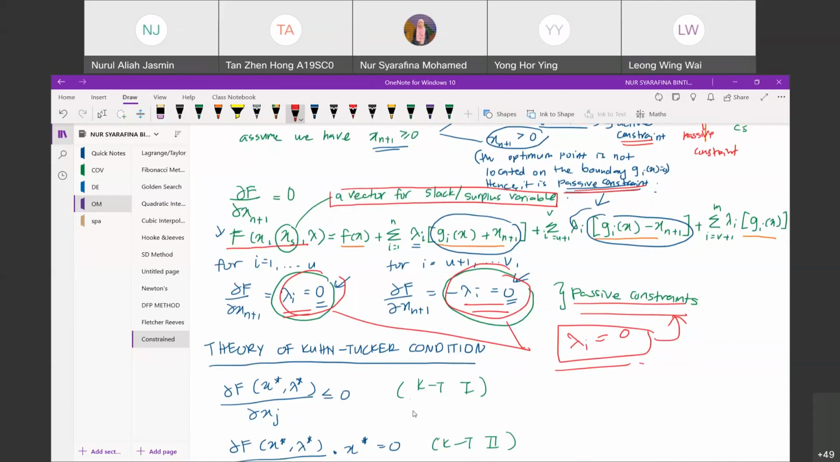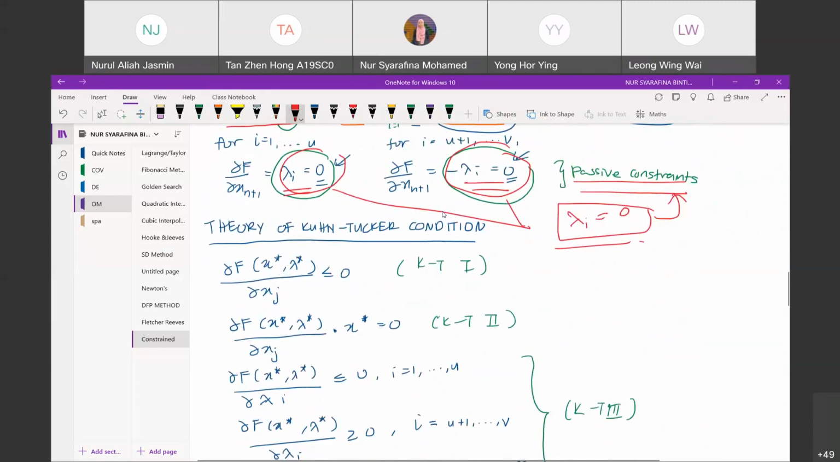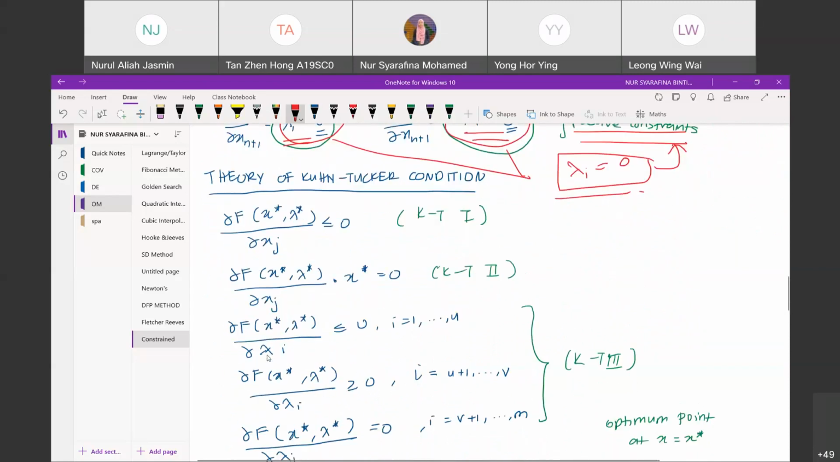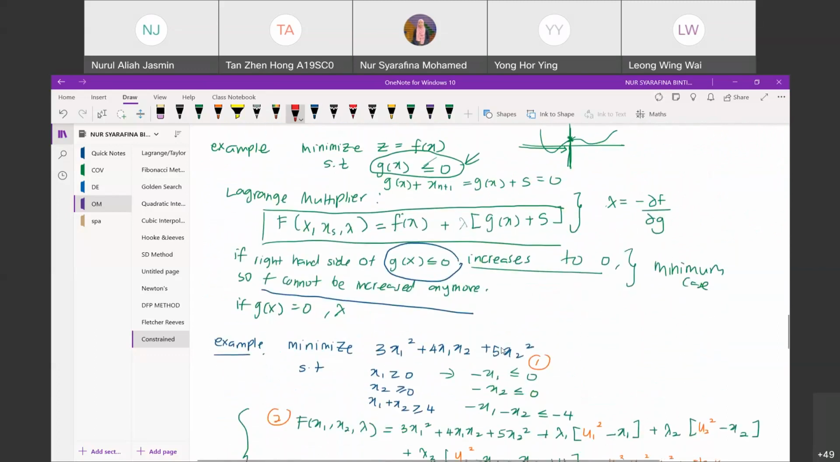Okay, are we good? So theoretically, this is the Kuhn-Tucker condition, where we want to differentiate the function f here with respect to x, with respect to lambda, and then what are the conditions that we need to fulfill in order to find the minimum or maximum point. All right.